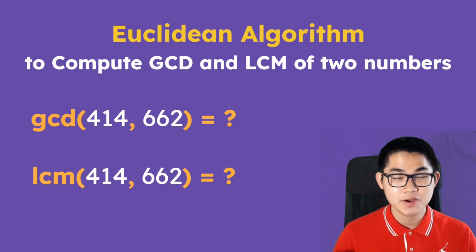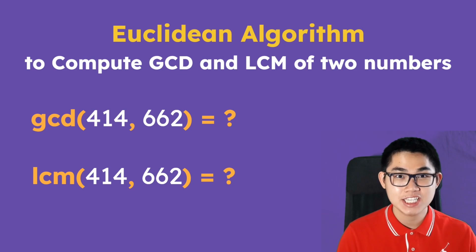In this video, I'm going to show you how to use the Euclidean algorithm to find the GCD and the LCM of two numbers. Then at the end of the video, I will also show you the Python code. Let's say that we want to find the GCD of 414 and 662.